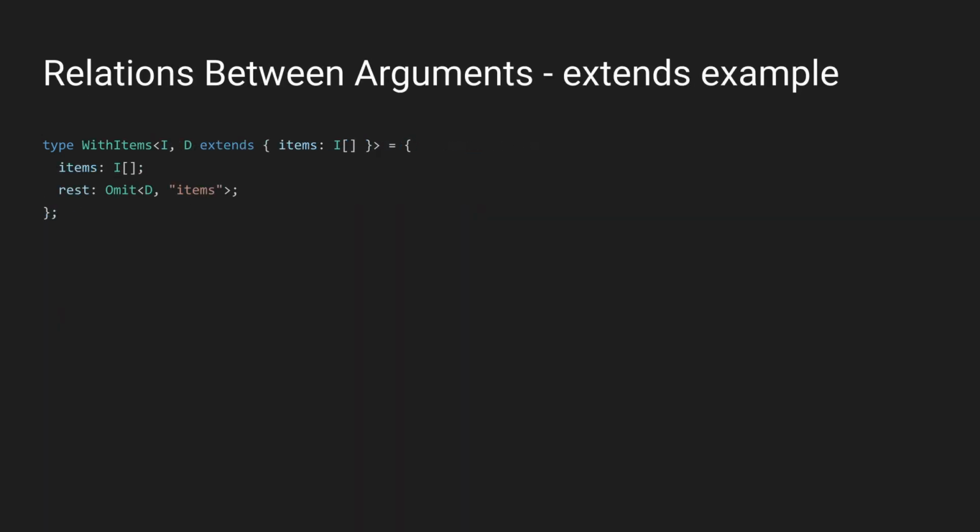Okay, let's look at one more example of a relationship between arguments with constraints. We are creating a template that accepts the item I argument. The second data argument is required to contain an items key that is an array of I type. Using these templates looks like this. The item is a string, so the second argument is forced to have items as an array of strings. The second argument can be an object with additional keys, as it still matches the constraints put inside the template definition. See how the result type looks.